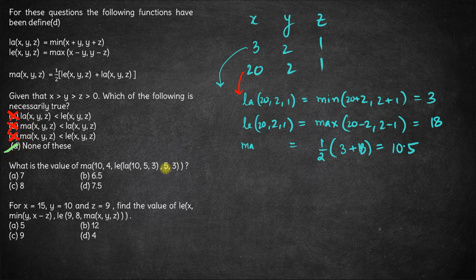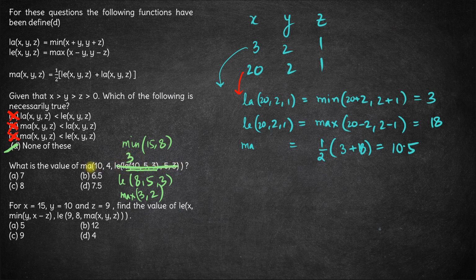Okay. Now, let's look at the next question. What is the value of this whole expression? First, let's look at LA of 10, 5 and 3. LA is the minimum of 10 plus 5, 15, and 5 plus 3, 8. So minimum of 15 and 8 is 8. So now we have LE of 8, 5, 3. LE is the maximum of X minus Y, 8 minus 5 is 3, and Y minus Z, 5 minus 3 is 2. So max of 3 and 2 is 3. So the value of LE, this whole thing comes out to be 3.